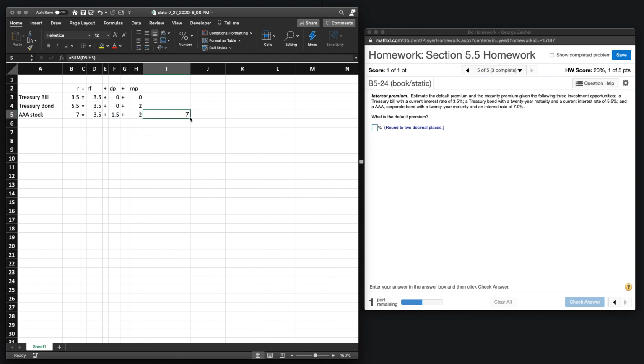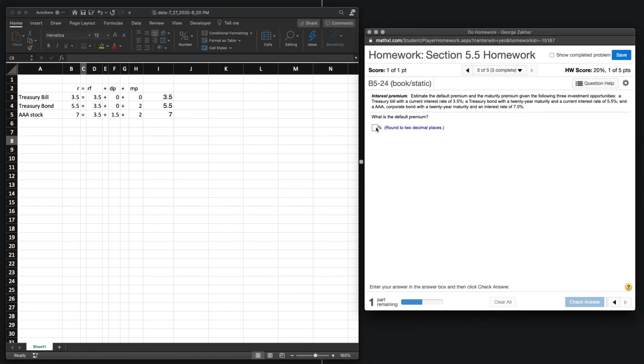Okay, and the reason why I'm doing it this way is just so that you can take a look at the similarities and differences of these investments and start understanding the risk and return options that you have. So let's get back to the actual question. What is the default premium? Okay, so our default premium is 1.5%. And what is the maturity premium? Well, that looks like it's 2%.